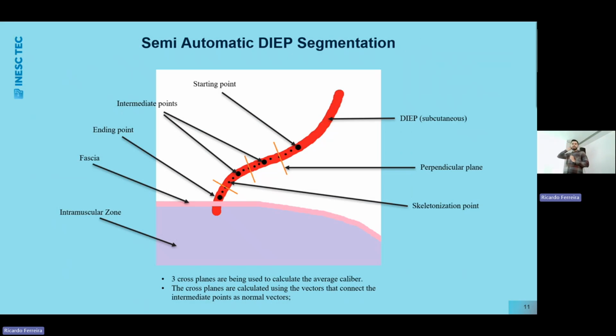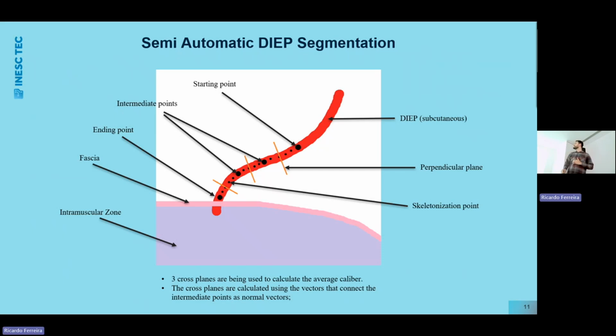And for the semi-automatic part, as I was saying before, we give it 2 points, a starting point and an ending point near the fascia, for this part that is the subcutaneous part. There are 2 parts for the perforator, the one that is above the muscle and the one that is below the muscle. We have to give 2 points in each part.